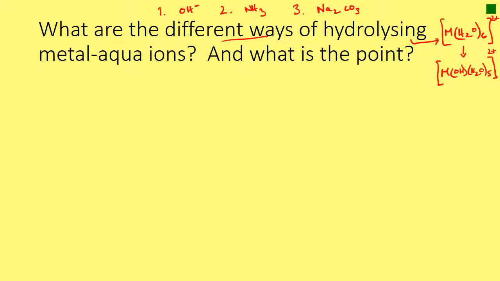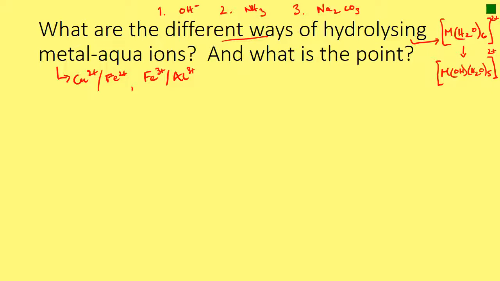Let's remind ourselves first what metals. So we've got Cu2+, we've got Fe2+, and we've also got two 3+ ions. We've got Fe3+, and we've got aluminium 3+. There are four metal aqua complexes that we're interested in.